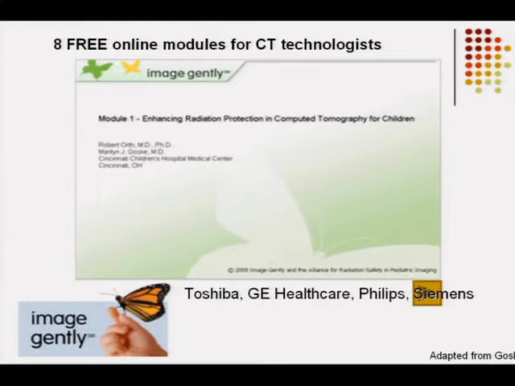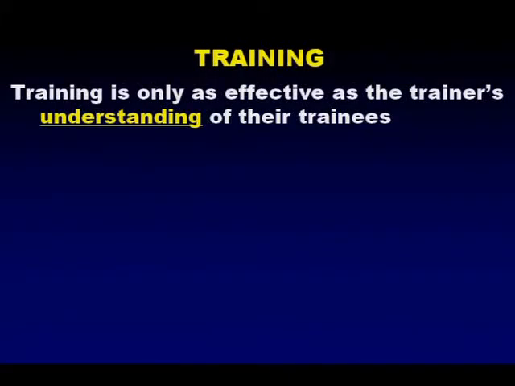As a result of that, there's 8 modules on the Image Gently website, two each from the 4 major CT manufacturers, to start to help with how do you utilize their machines more proficiently on children.